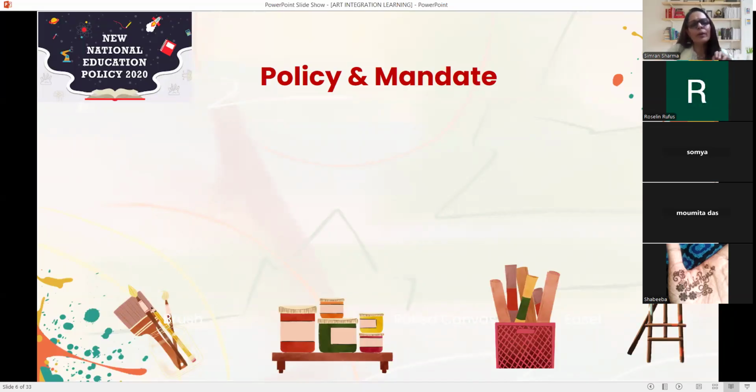Now let's take a look at the policy and the mandate. What does the policy say about it? See, some of us feel a little reluctant when we are told that you have to integrate art into your subject, or you have to plan a hands-on activity. We all know that we have to do it, but sometimes we feel very reluctant.